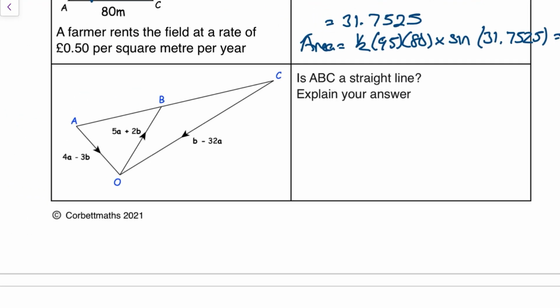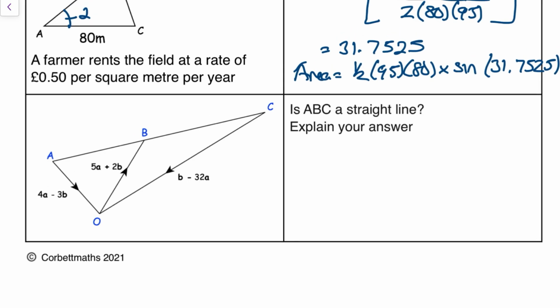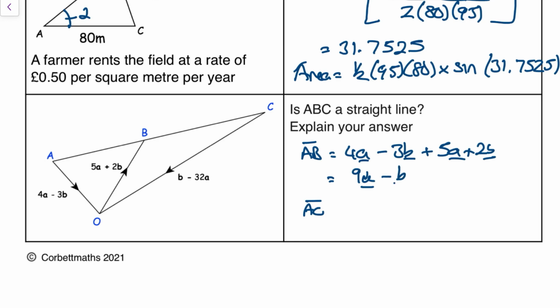Next question. Oh, I've got another vectors question, same as yesterday. Is ABC a straight line? Explain your answer. Okay, well, let's just start by working out AB and AC. I'm going to work out AB, and I'm going to work out AC, and I'm going to hope they are multiples of each other. So A to B, I'm basically going from A to O to O to B. So that's going to be 4A minus 3B plus 5A plus 2B. So far, so good. If we tidy this up, 5 plus 4 is going to be 9A, and minus 3 plus 2 is going to be minus B. I can't simplify that any further, so I'll leave it like that.